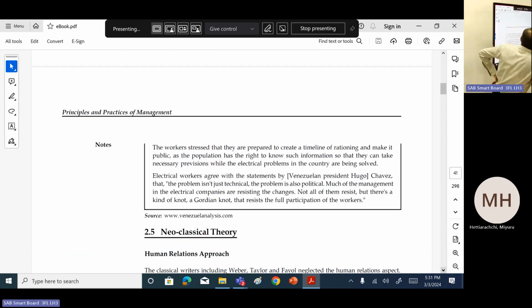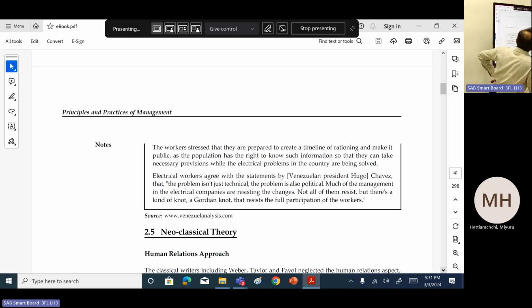The workers stress that they are prepared to create a timeline of rationing and make it public, as the population has the right to know such information, so that they can make the necessary provisions, while electrical problems in the country are being solved.